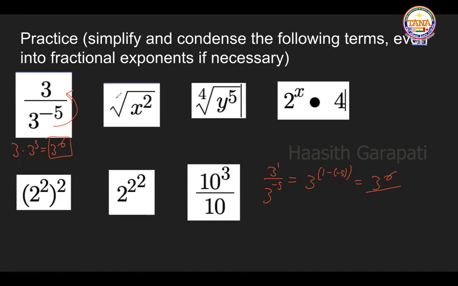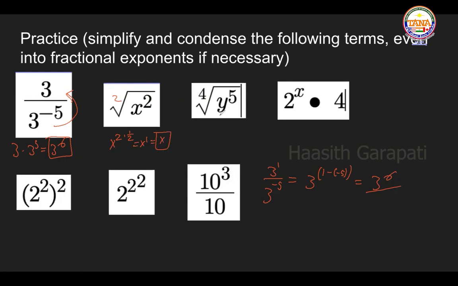The next one, remember, a square root is the same thing as a fractional exponent, where a square root is equal to the power of 1/2. So in this case, this is equal to x to the power of 2 times 1/2. And then 2 times 1/2 is equal to 1, right? So it's just equal to x.